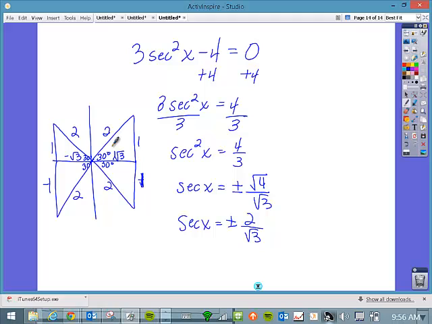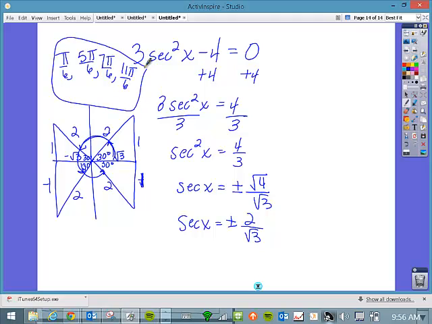So in radians, this angle would be pi over 6. This angle would be 5 pi over 6. This angle would be 7 pi over 6. And then our last angle is 11 pi over 6. So there's actually 4 answers that work because it's plus or minus. So you're going to have a triangle in every quadrant.